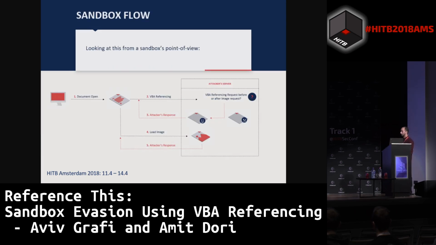From the sandbox side, the document is opened, no protected view, the VBA engine loads, causing VBA referencing. The attacker looks at this request and says, okay, I'm seeing requests for VBA referencing, no previous requests for images. I'm going to reply with the benign piece of code, the happy face. It's happy because nobody will be upset if he got it. So that's the attacker's response. The document is now loaded, and it continues fetching the other elements, in this case the image from the attacker's machine. The attacker simply replies with the image, and we're done.